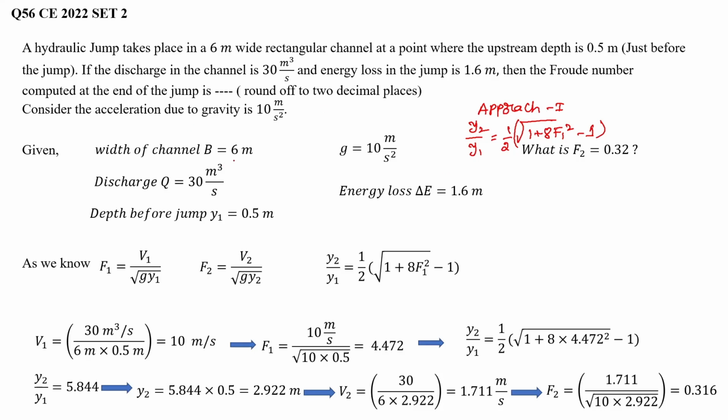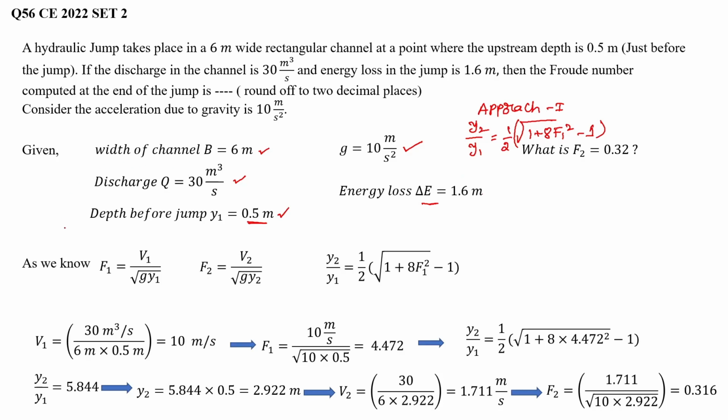So what are the given data? One is the width of the channel, given as 6 meter, and the discharge Q given as 30 meter cube per second, and the depth before the jump y1 equal to 0.5 meter, and acceleration due to gravity is 10 meter per second square, and energy loss. For approach one we don't need this energy loss. This is redundant data for us.